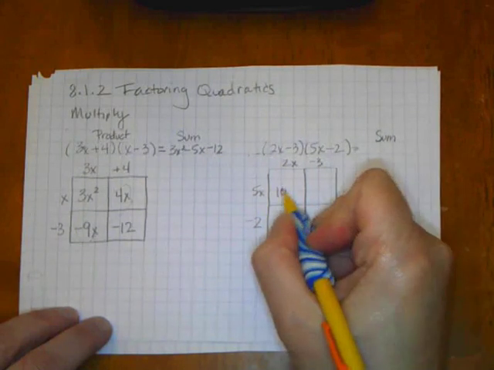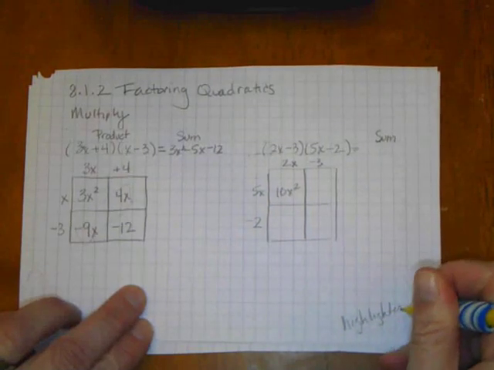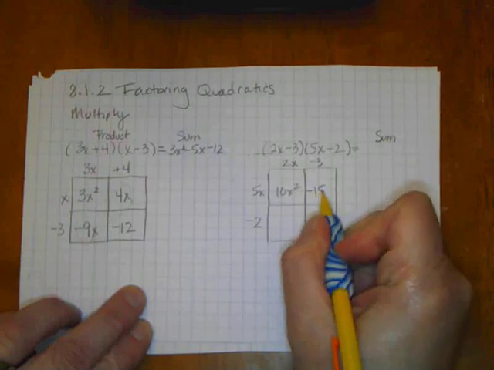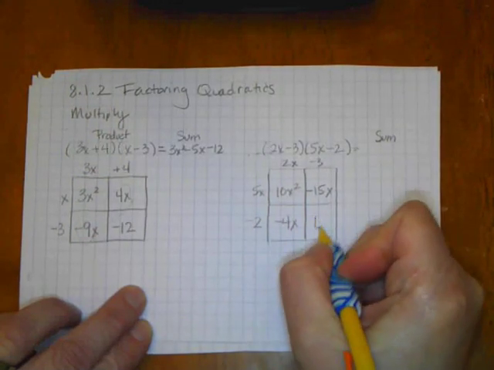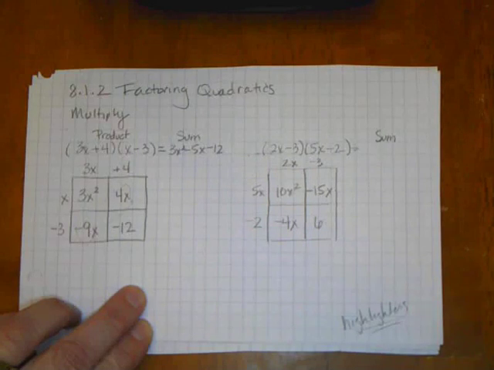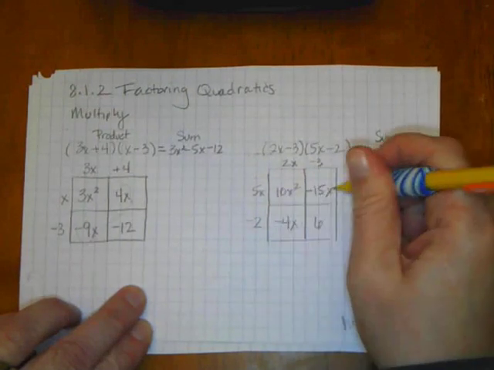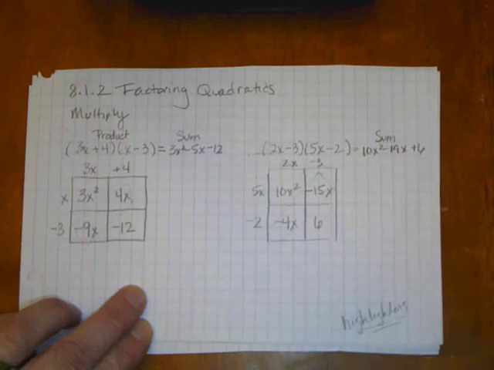And then here we would have 10x squared, and then here we'd have negative 15x and negative 4x, and then here we would have 6. So for our sum, we would write 10x squared, we would combine these together and have minus 19x, and then plus 6.